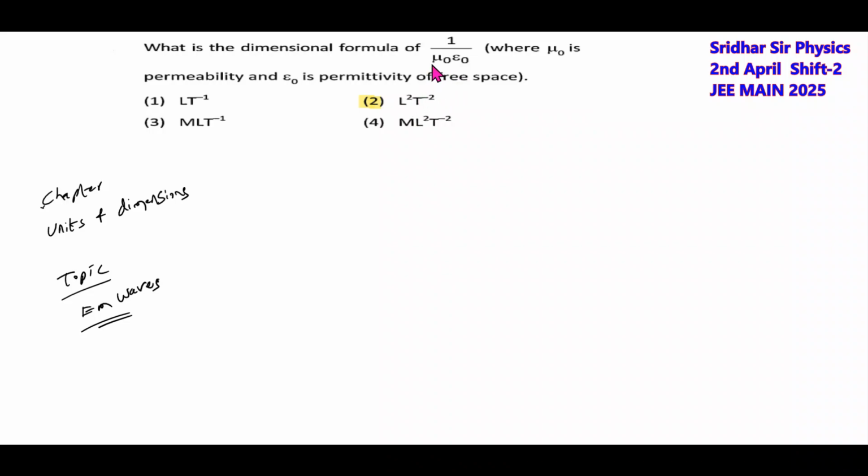It's asking to get the dimension. I think you directly know this formula. The speed of light will be related to the permeability and permittivity by this particular formula. Then there should be c square equal to 1 by mu naught epsilon naught. It's asking for the dimensions of this. What are the dimensions of c? Speed, L T minus 1. So square of that.